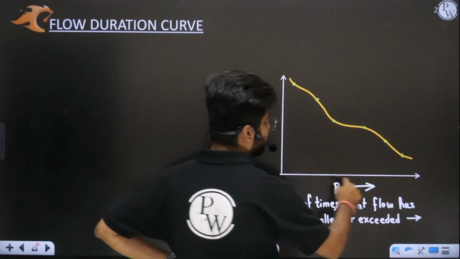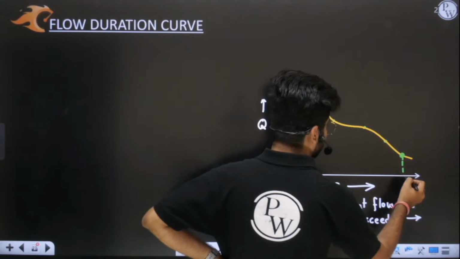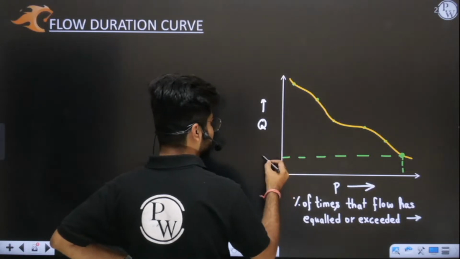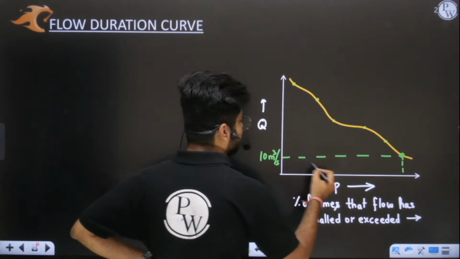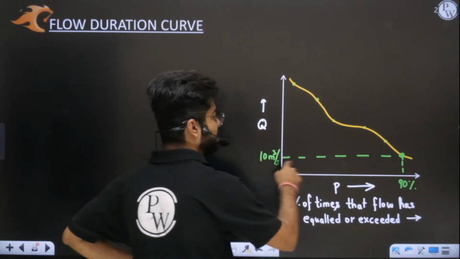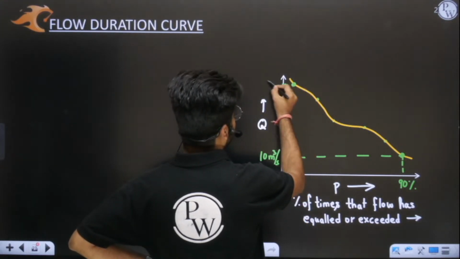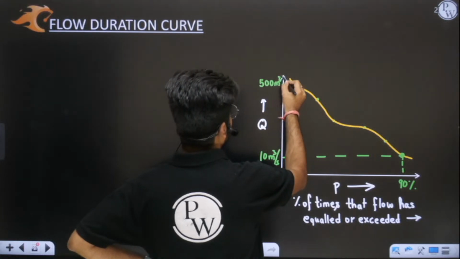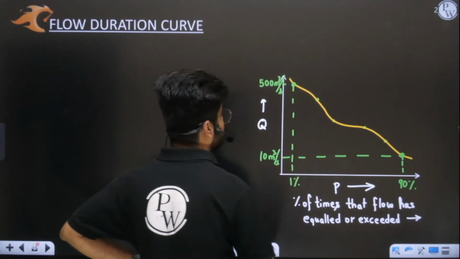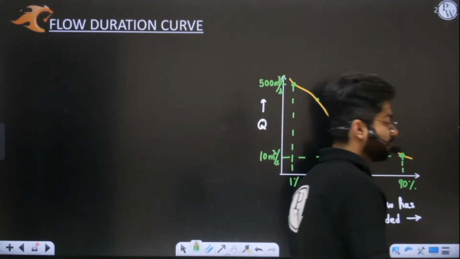Obviously you can see when probability is more, let us say 90%, then I have less discharge. Let us take an example: 10 meter cube per second, or greater than this discharge, will be there for 90% of the times. But let us say we have a very high discharge, let us say 500 meter cube. This huge discharge will be there for very, very less time, let us say for 1% only. So higher discharge has lesser probability. I hope this is clear.